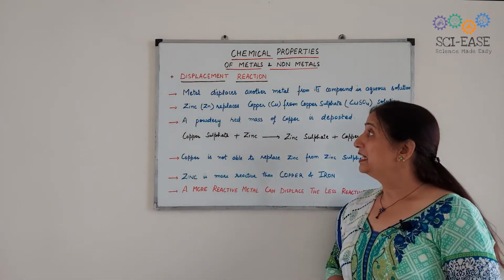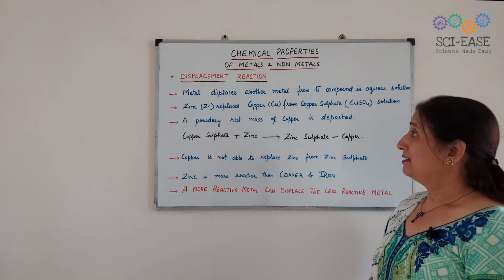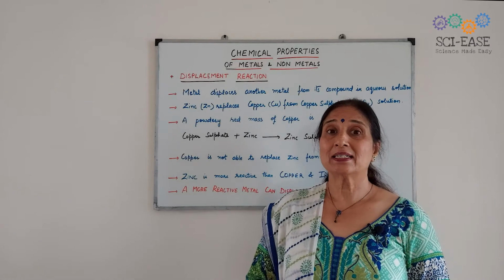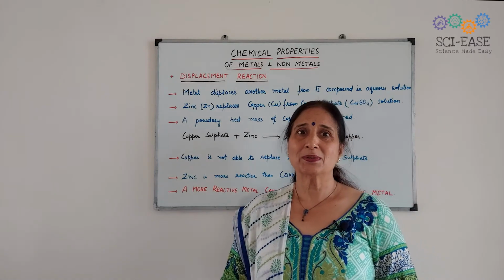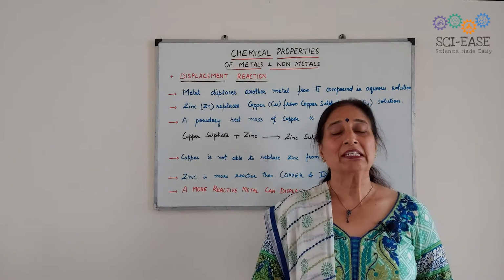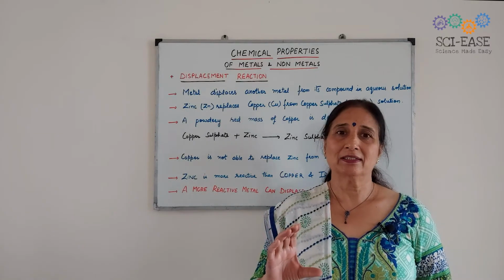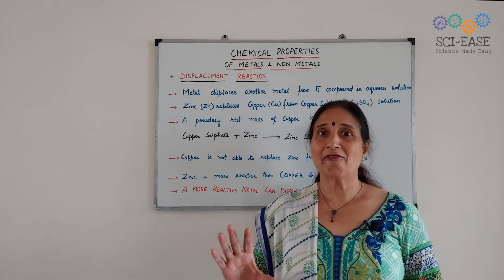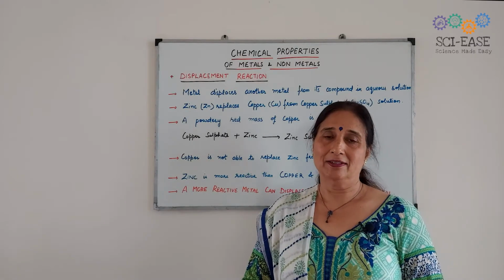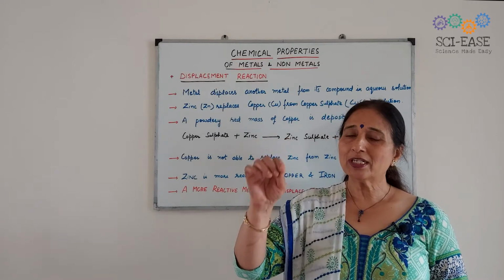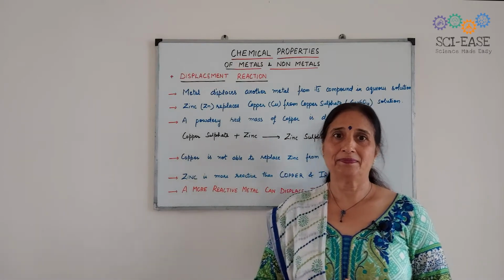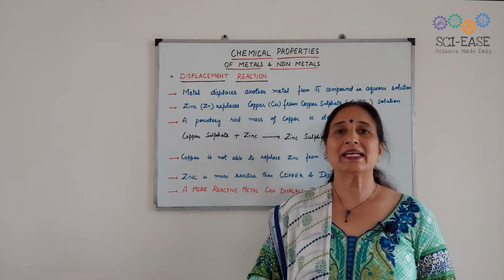Here, we will perform one activity. You have done that in 7th class also. You take a beaker, fill it half with copper sulfate. Copper sulfate is blue in color. And put some nails or a blade in it and keep the set aside.